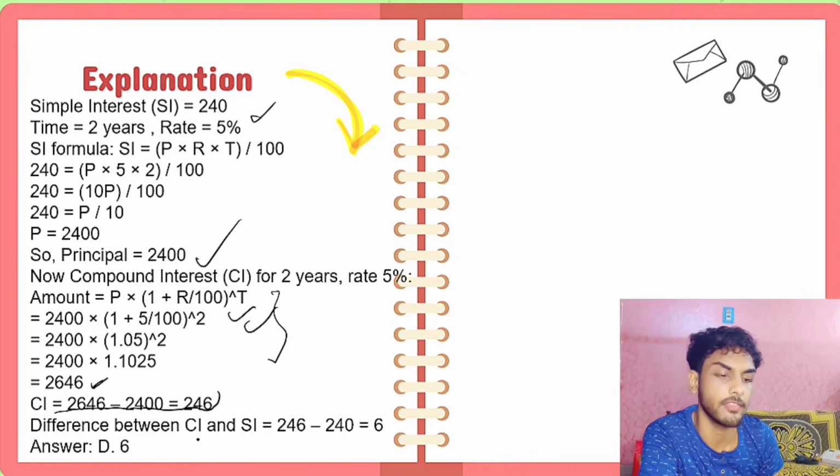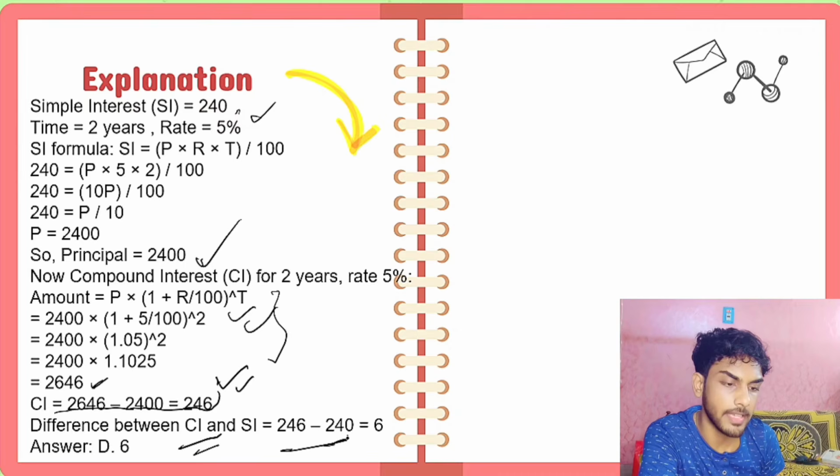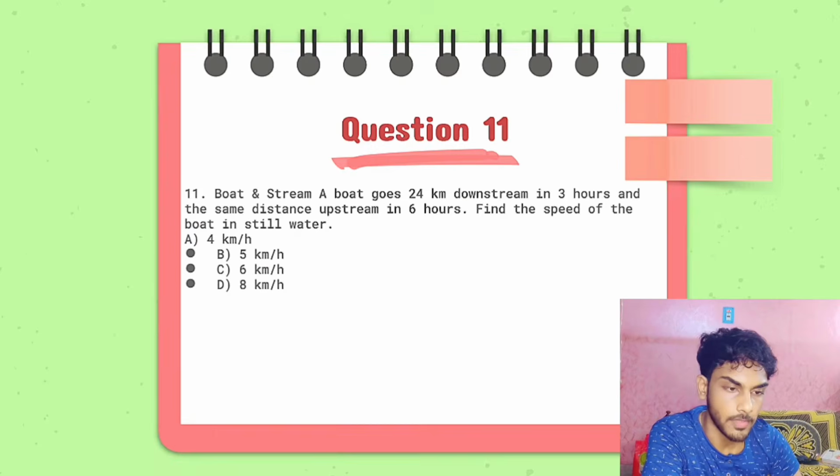The question was the difference between CI and SI. Here is the SI you can see, and here is the CI we have found. If you subtract them, you will get the answer, option D, which is 6. We're done. Let's go to the next question.